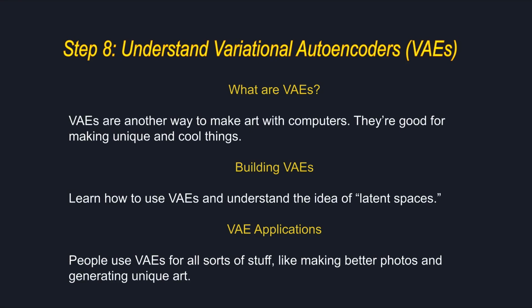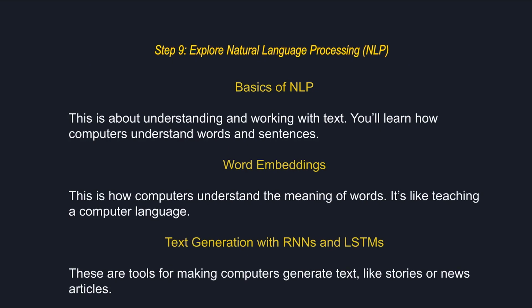Move on to variational autoencoders. Variational autoencoders generate new data similar to the input they have learned from. They are great for producing diverse outputs and are often used in creating high-quality images and text.